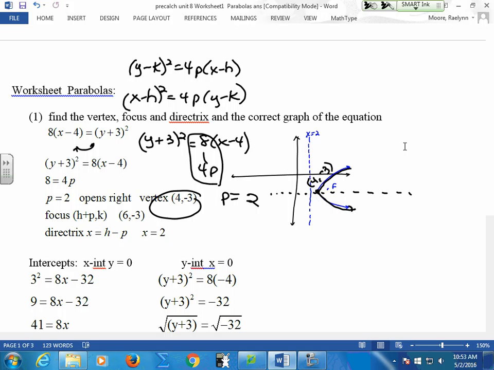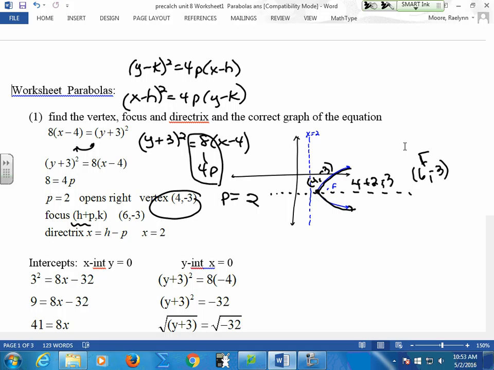So when I move 2 to the right, what changes, my X or my Y? X, good. So I take my X value and I add 2 to it. So therefore, 6, negative 3. This is my focus point. Now, they use the formula, but the thing is you constantly have to worry about are you adding p to the h or adding p to the k anyway. So just take this, the focus has to be inside the parabola.